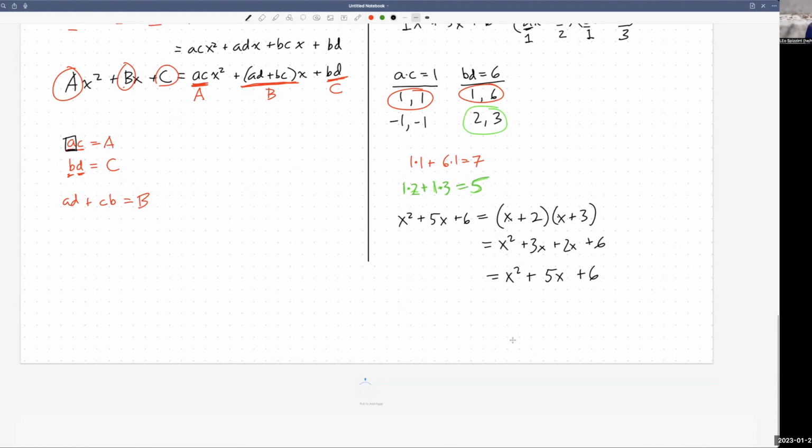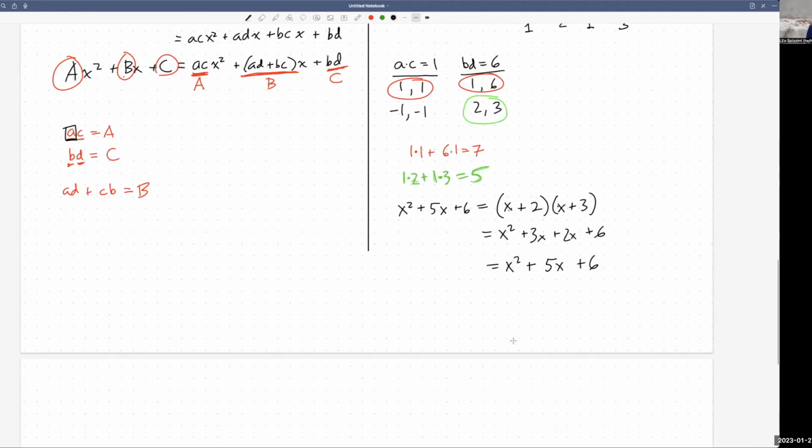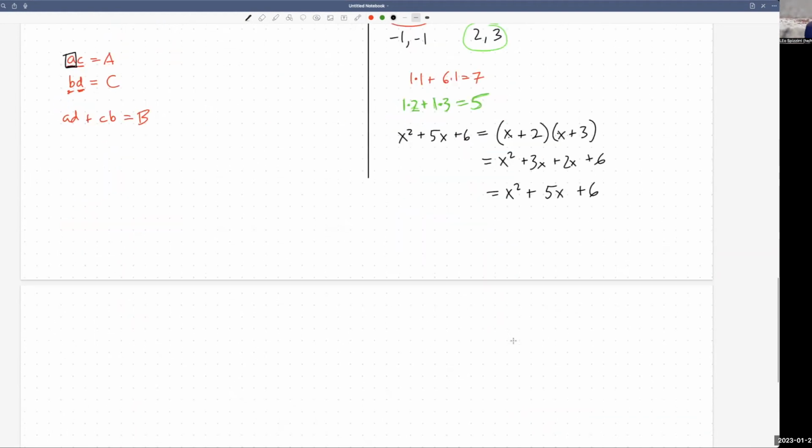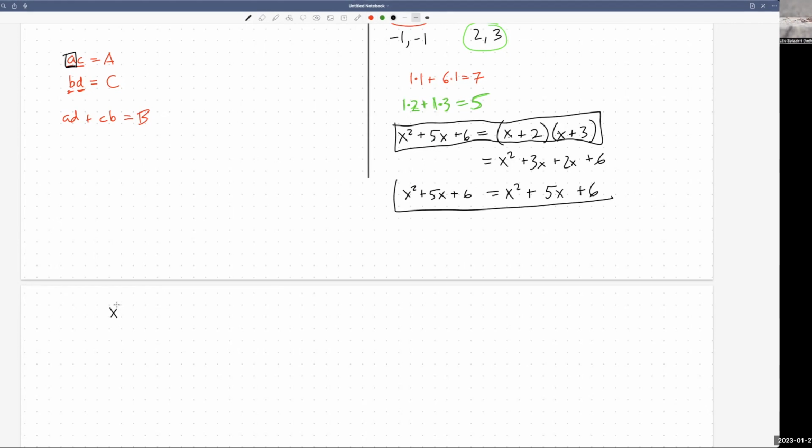Okay. So now that we've factored, let's remind ourselves what we were trying to do in the beginning. So we've got x squared plus 5x plus 6 is equal to this factored form. Remember what we were trying to do. We were trying to solve this equation. x squared plus 5x plus 6 is equal to 0.